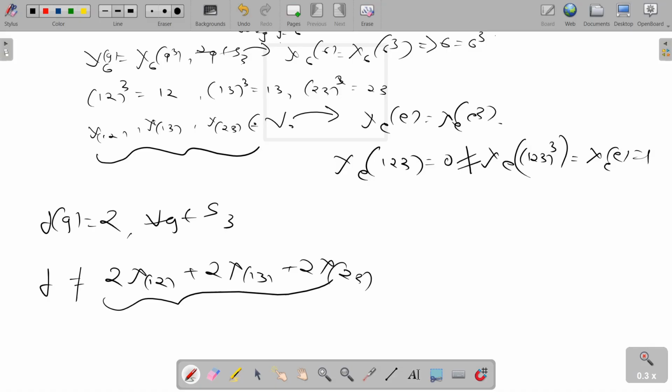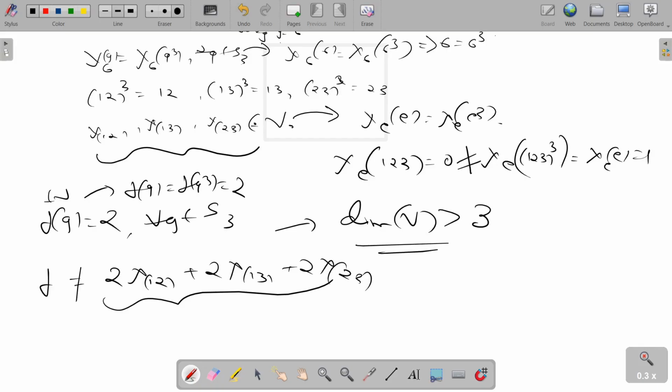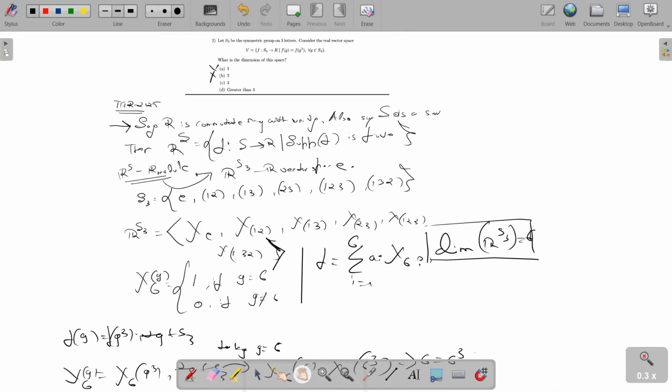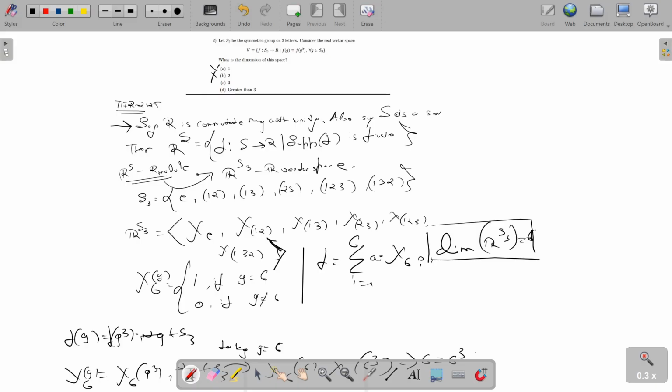Also, this f belongs to V, since f of g is f of g cube, since it's a constant function. So we actually found a function which is not spanned by these. So the dimension of V is greater than 3. Our answer is done now. So this is true and this is false.